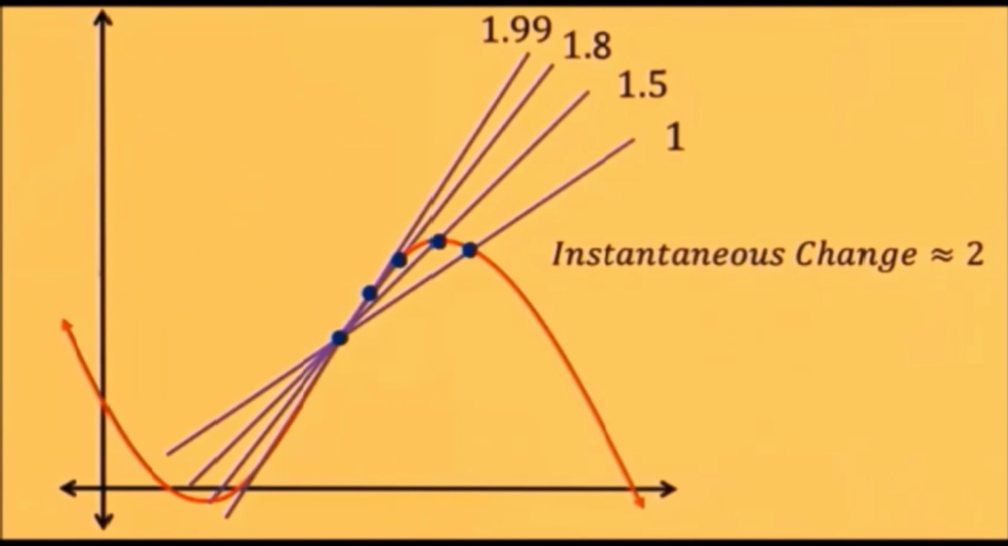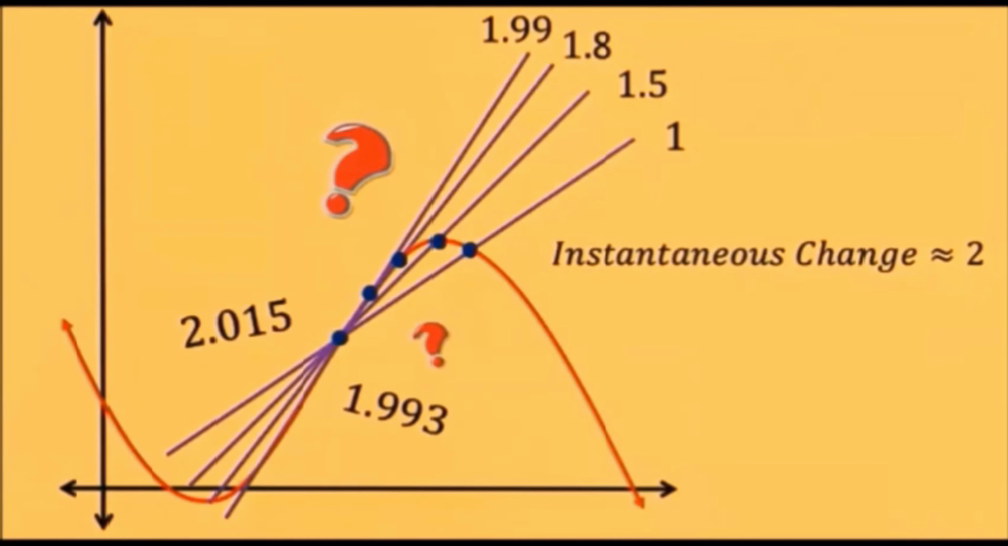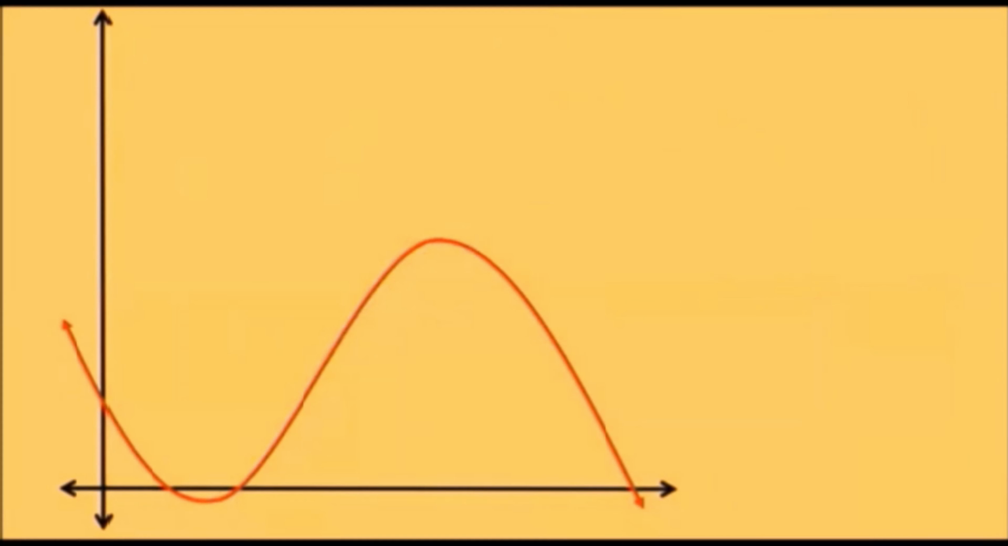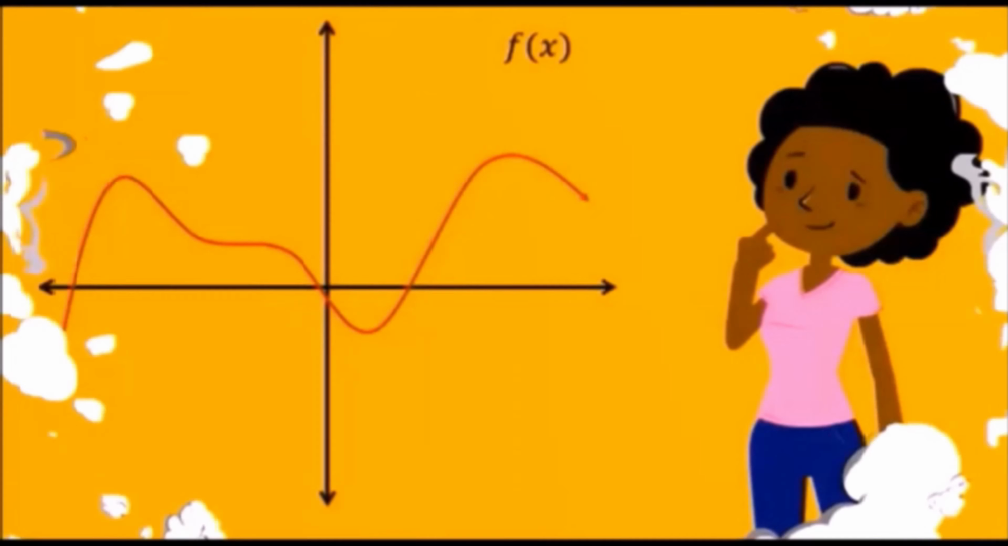Unfortunately, it is only an approximation. It's just an estimate, because we don't have a precise way of saying how close we are to the value of 2. So the value could be 2.015 or 1.993. We can move these points closer together to gather more evidence, but it would be much better if we had an exact way of knowing that exact value.